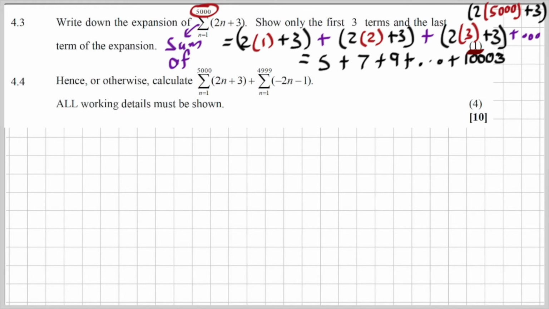Now we get to the actual question. Hence or otherwise, calculate sigma from n equals 1 up to 5,000 of 2n plus 3. That's exactly the one we had in 4.3. Plus sigma from n equals 1, now this only goes up to 4,999, something to look out for, of negative 2n minus 1.